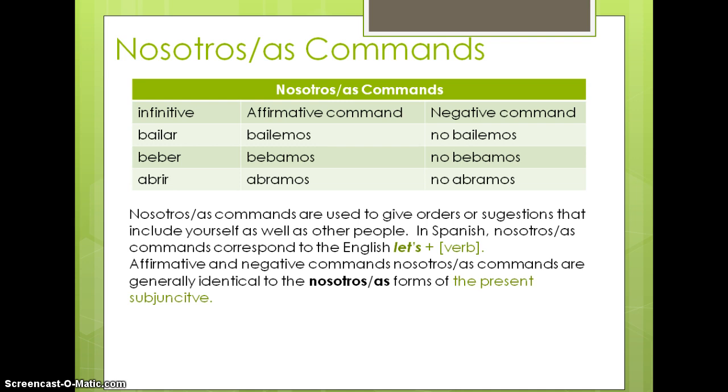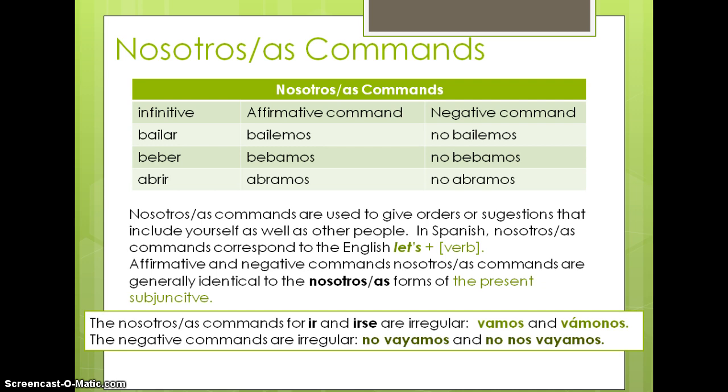So again, if those irregularities, stem changing, are in the present subjunctive form, they are in the nosotros command as well. There are 2 times that there's an irregular form with ir and irse. So vamos and vámonos are your affirmative commands, and your negative commands would be no vayamos and no nos vayamos.